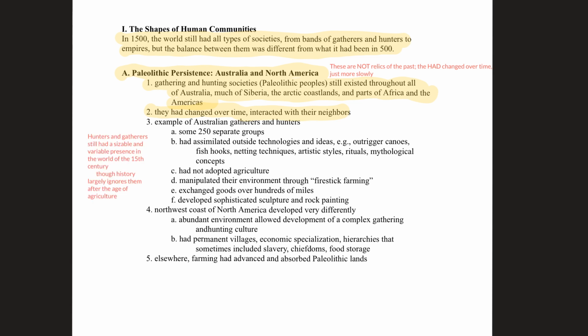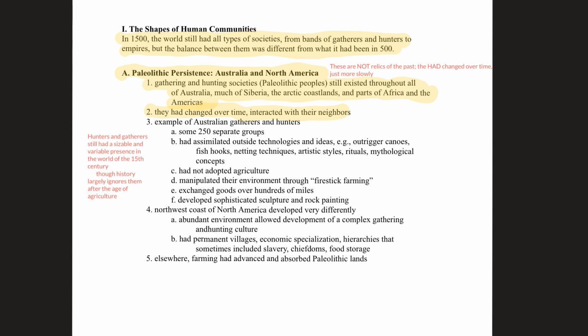It is also important to note, and you want to put this somewhere on the side of this section, that hunters and gatherers still had a sizable and variable presence in the world of the 15th century, though history largely ignores them after the age of agriculture. We have hunting and gathering groups in the Americas. We'll talk about them in another section. We have hunting and gathering groups in Australia. And these guys are really quite substantial.